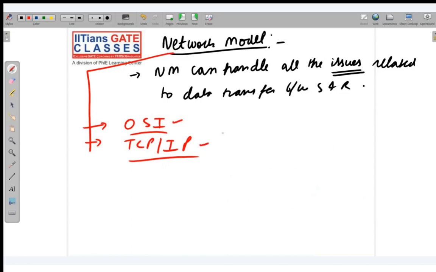So our task is to transfer data from sender to receiver. You really don't care about what should be done and what should not be done. You will simply say, I am using the OSI model, and it will take care of and handle all the issues.